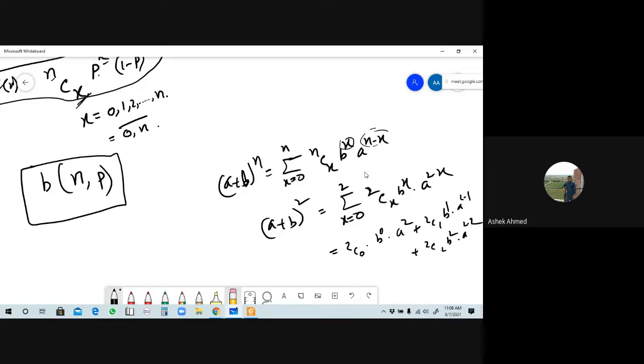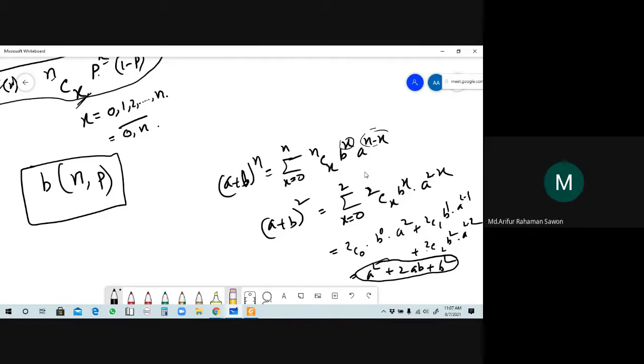So this will be C2,0 which is 1, a, b to the power 0 is 1, so this is a square, plus 2C1 which is 2, a to the power 2 minus 1 is 1, b to the power 1, so 2ab, plus 2C2 which is 1, b square and a to the power 0 is 1, so this is b square. Okay, so can you say this is the formula of a plus b whole square?